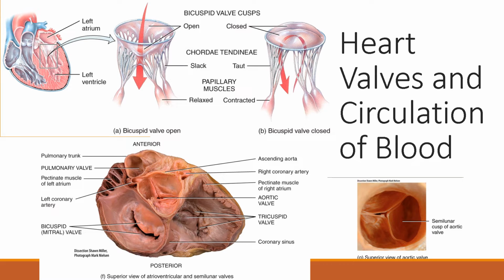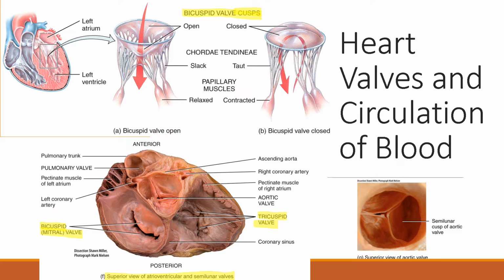So this view down here in the bottom, this is a superior view of our atrioventricular and semilunar valves. Here we can see the bicuspid valve, very large valve, and the tricuspid valve is also quite large. Because they're located between an atrium and a ventricle, the tricuspid valve and the bicuspid valve are termed the atrioventricular valves, because they go from the atria to the ventricles. So up here, we can also see the bicuspid valves.